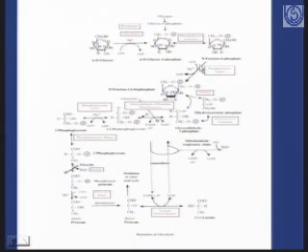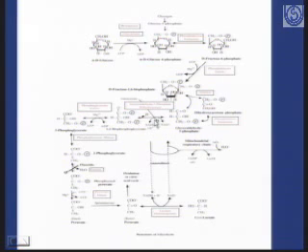So how many ATPs have we lost? 2 ATPs. Minus 1 here and minus 1 here. So let us keep in mind we have lost 2 ATPs. Here we are not gaining any ATPs but losing ATPs. Now let us come to the next step.